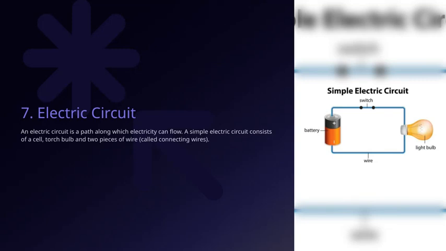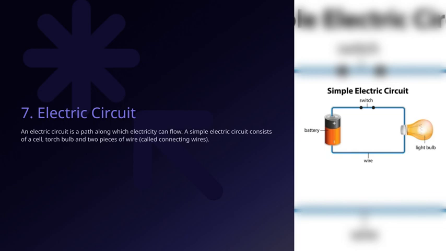Let's talk about an electric circuit. An electric circuit is essentially a path that allows electricity to flow from one point to another. Think of it like a loop or a circle that keeps the current moving. Now, a simple electric circuit usually includes a few basic parts. First, there's a cell, which provides the electrical energy.